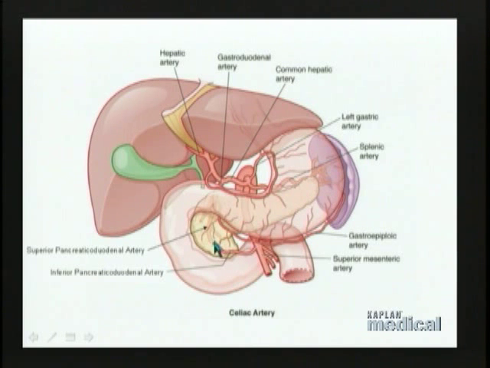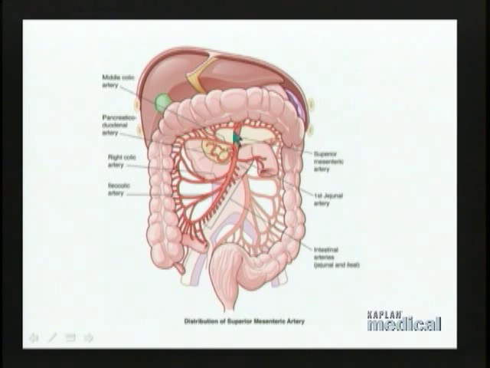But within the head of the pancreas, the superior pancreatico-duodenal and the inferior pancreatico-duodenal anastomose with a very, very good system of collateral vessels. So there's an excellent anastomosis within the head of the pancreas between the superior and inferior pancreatico-duodenal arteries. And we see the superior mesenteric artery coming down, and it's going to be giving off branches to all of the elements of the midgut.